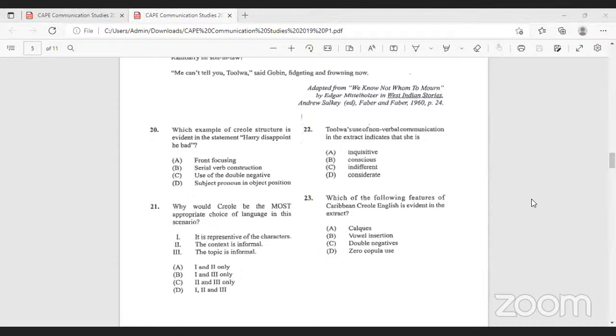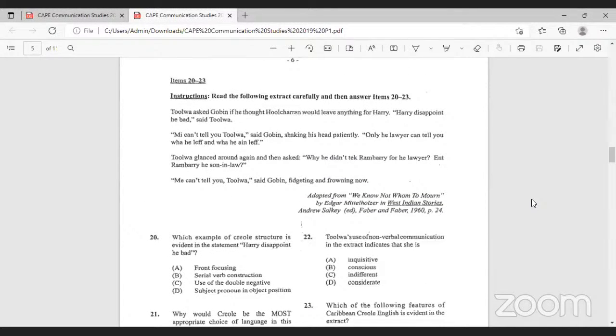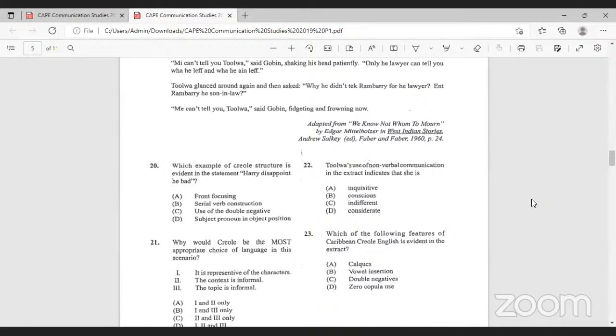21 is D. Topic is informal, the context is informal, and it's representative of the characters. It appears that somebody died, and they're discussing the will and dividing up the assets and everything. It seems among family members. So it's informal, topic is informal. They're not talking to the lawyer.